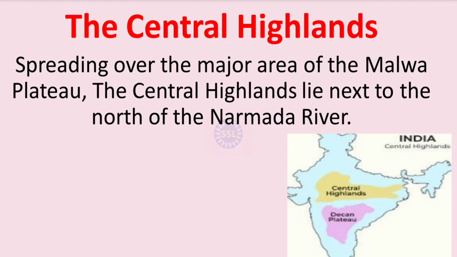The Central Highlands. Spreading over the major area of Malwa Plateau, the Central Highlands lie next to the north of the Narmada River. North of the Narmada River, Central Highlands are located. Central Highlands are also called Malwa Plateau. North of the Central Highlands, here we can locate Narmada River. This is Deccan Plateau.